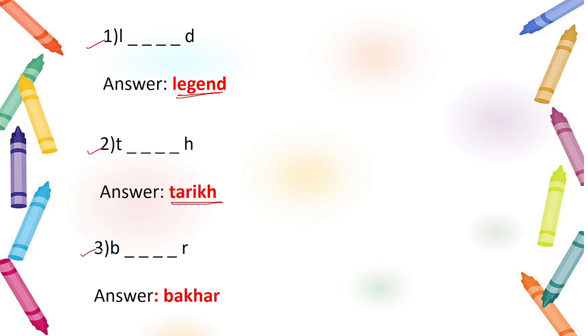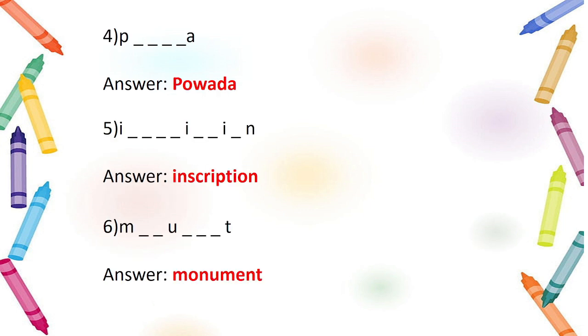Then third one, the first letter is B, then dash dash dash dash and R. So the answer is Bakhar. Next, fourth one, first letter is P, then dash dash dash and last one is A. So the answer is Powada.